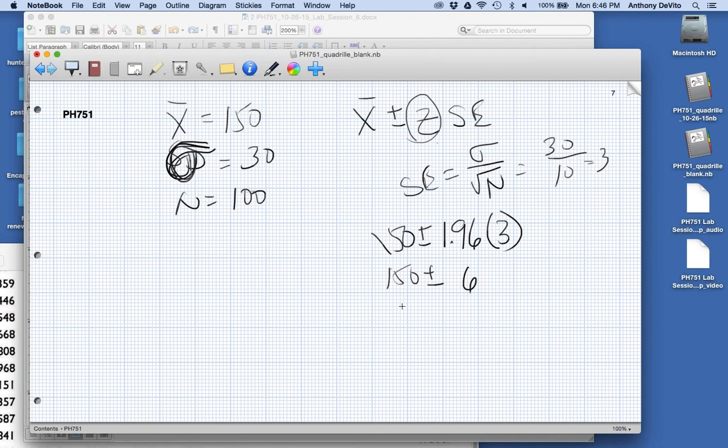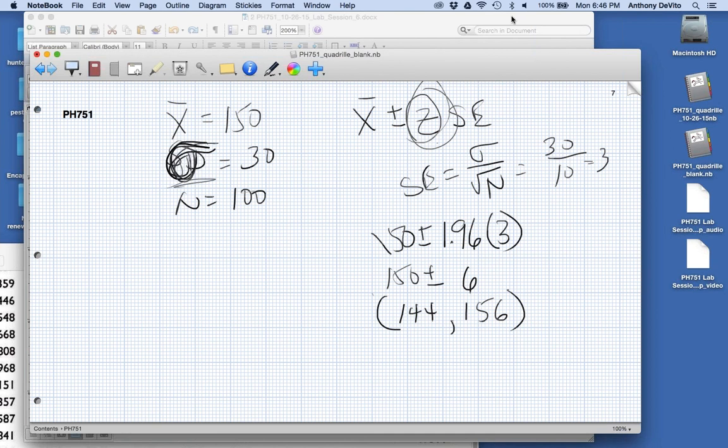So that's going to be 144 to 156. Our confidence interval is going to be 144 to 156. We're 95% sure, based on this result for our random sample, that the true population mean lies between 144 and 156. And we were able to use that value for z because we knew the population standard deviation, sigma.